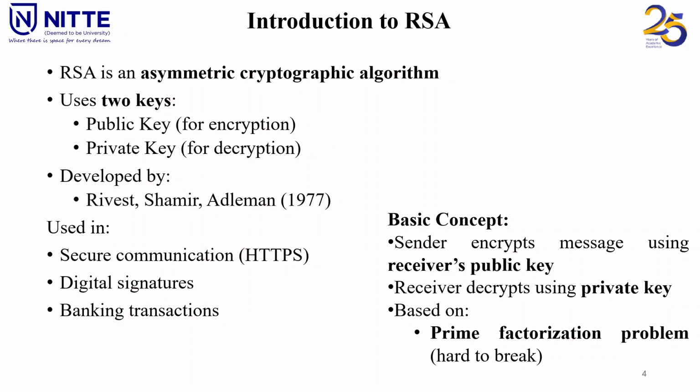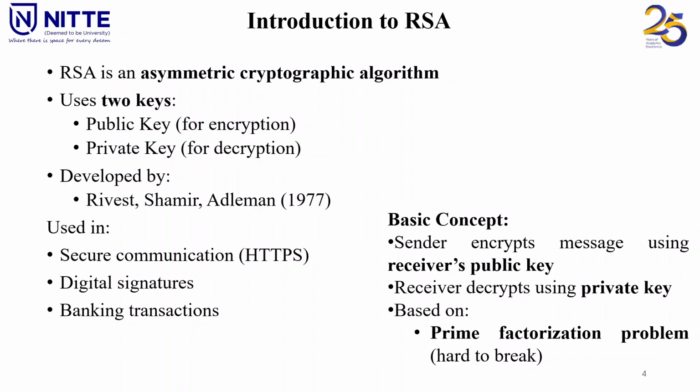This algorithm makes use of two different keys, one for encryption and another one for decryption. The encryption key we call the public key. Anybody who knows the public key of any user can perform only the encryption, and the private key is used for decryption. It was developed by Rivest, Shamir, and Adleman in the year 1977. It is used in secure communication, HTTPS, digital signatures, and banking transactions.